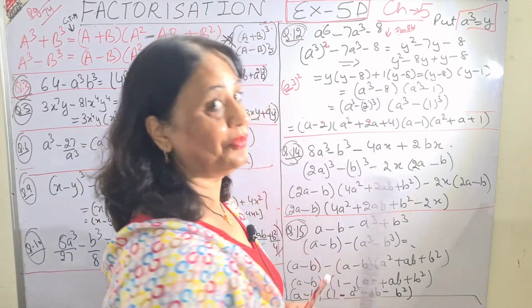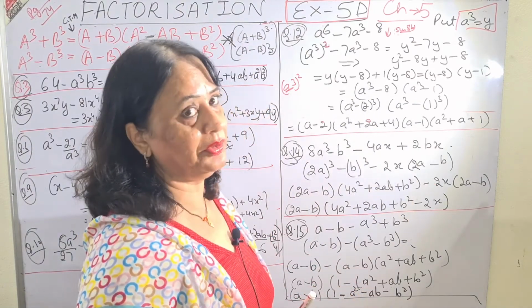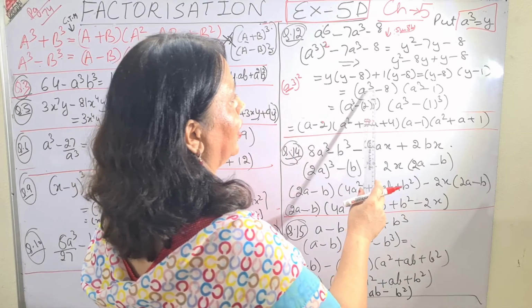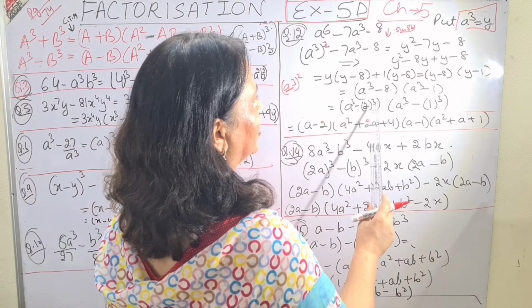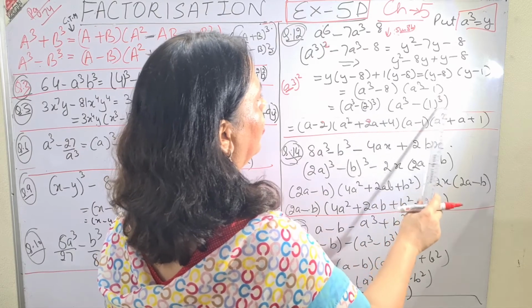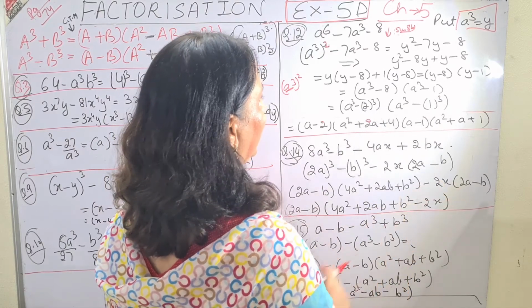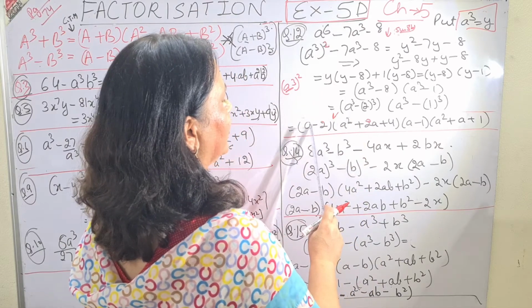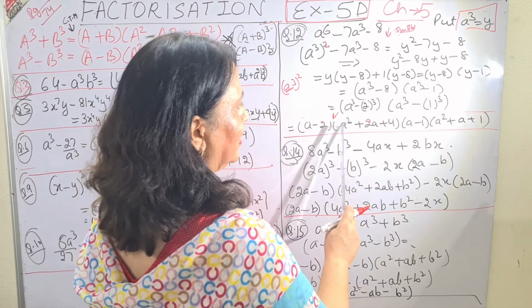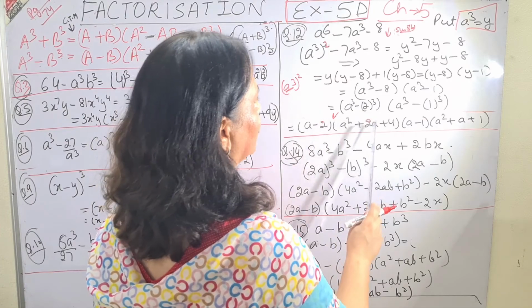Most of you will leave the question here, but children, they are not going to do that. You know the formula of a³ − b³. So you can write 8 as 2 whole cube and 1 whole cube remains the same. Then again please put the formula. The formula is: first term minus second term, first term square plus first term into second term plus second term square, and so on.